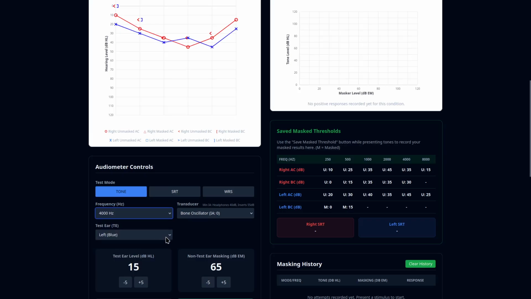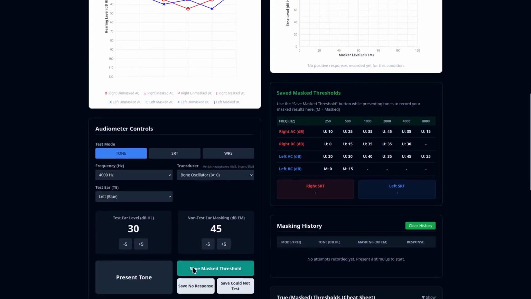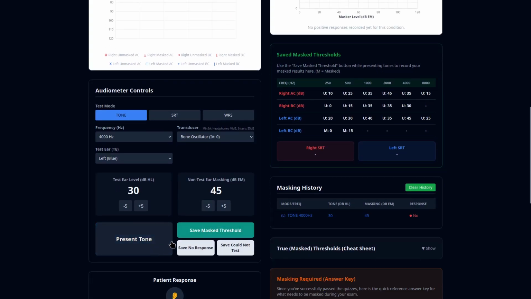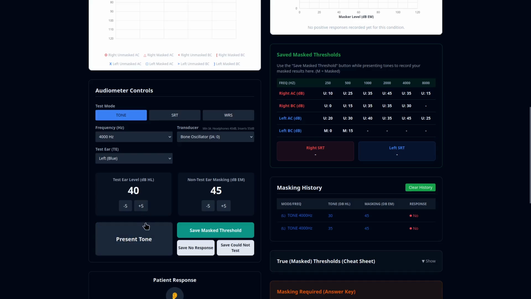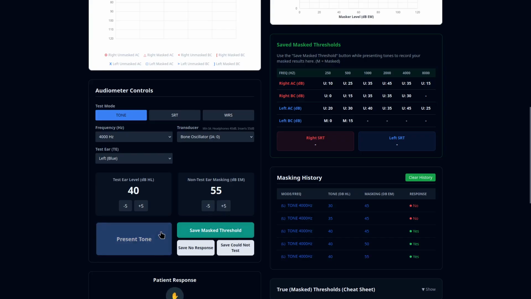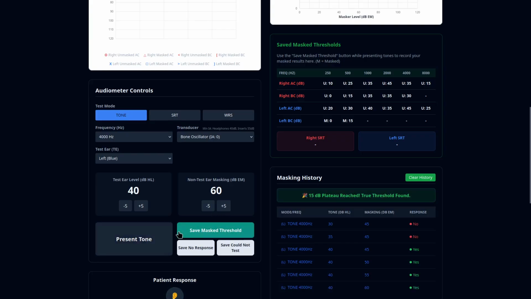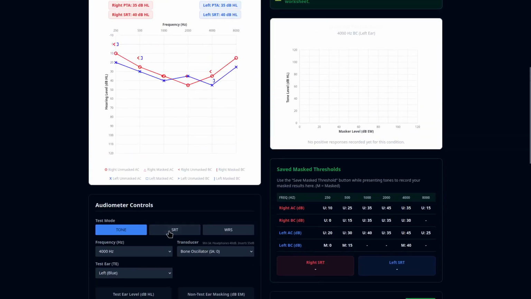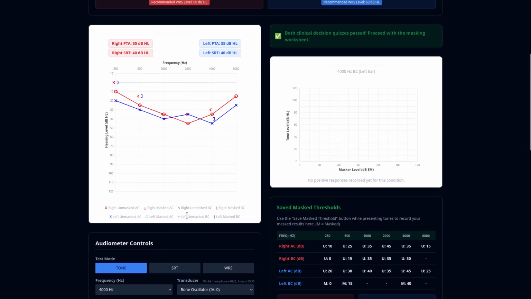So left ear again, we're going to start at 30 dB. And then for the right ear, unmasked threshold is 35 dB. There's no occlusion effect. We're just going to go 10 above, which is 45 dB. We're going to present the tone, no response. Bring up the tone, no response. Bring up the tone, got a response. Bring up the masker. We plateaued, saved our mask threshold, and we have completed all of our masking that we need.